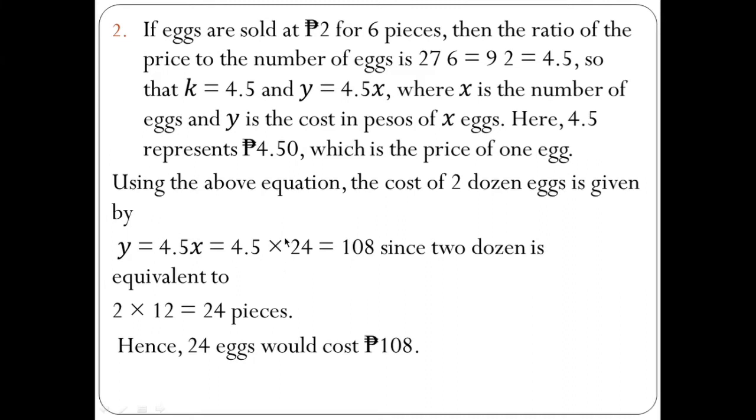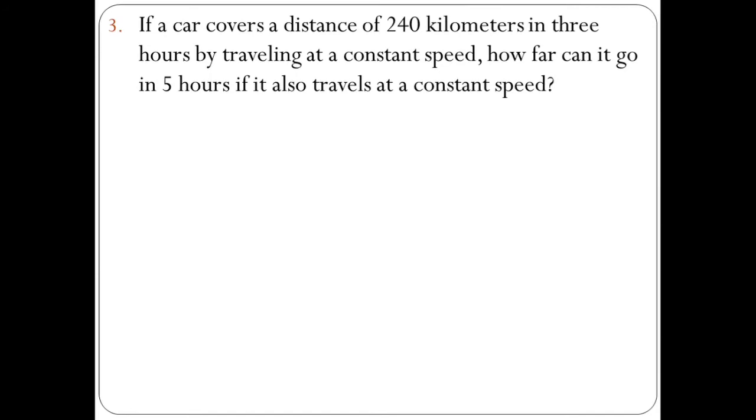Now, where does the 24 come from? It is 2 dozens, so 12 times 2, we have 24. So 4.5 times 24 is 108, since 2 dozen is equivalent to 2 times 12 equals 24 pieces. Hence, 24 eggs would cost 108 pesos. Class, this just shows an example under direct proportion.